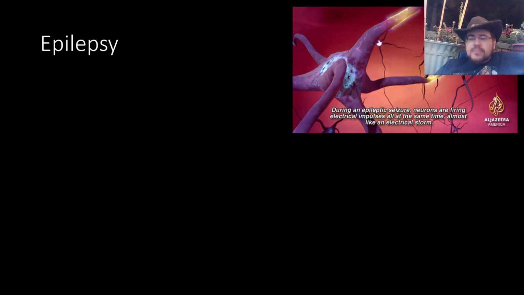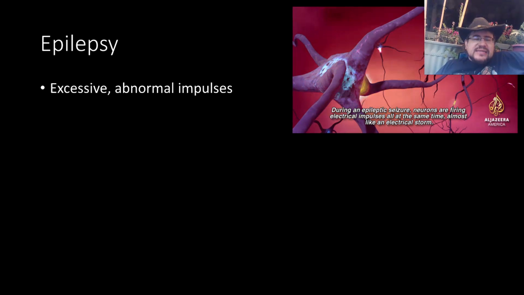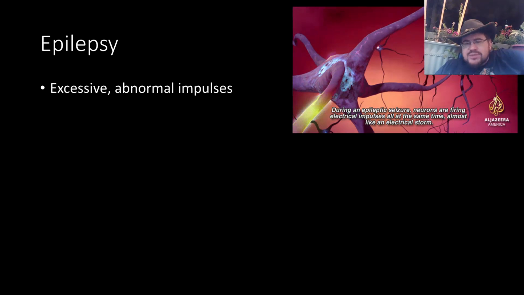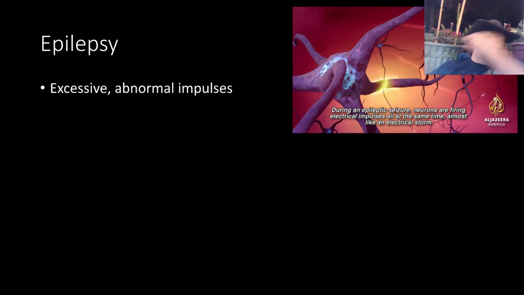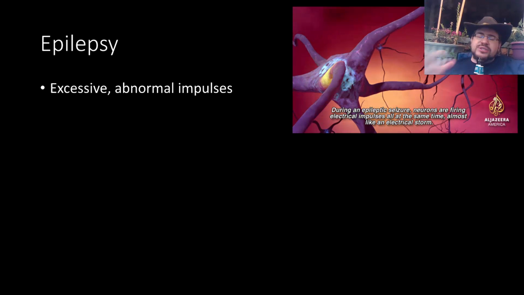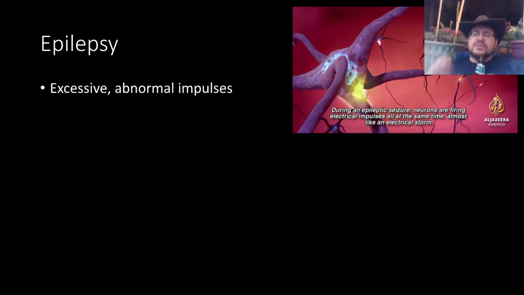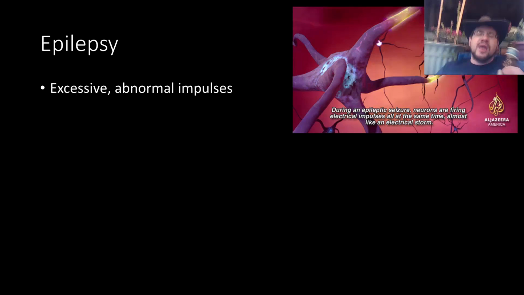Next up is epilepsy. So this is excessive abnormal action potentials or impulses. So during epileptic seizures, your neurons go nuts and just start continuously firing along certain networks.